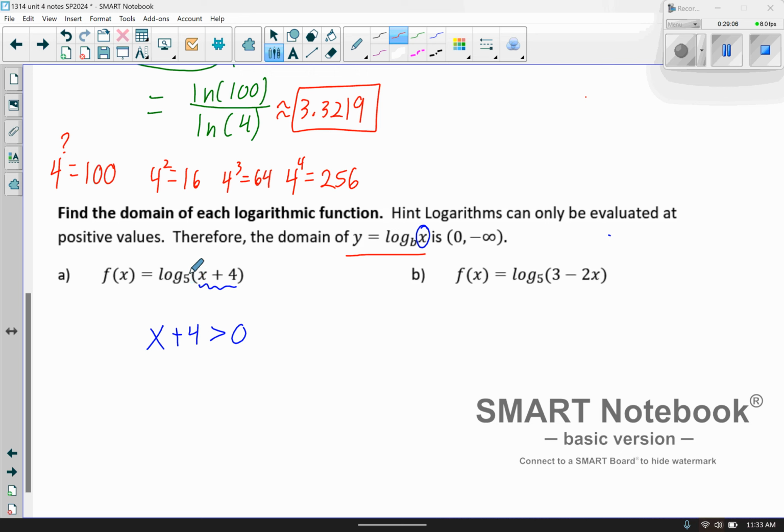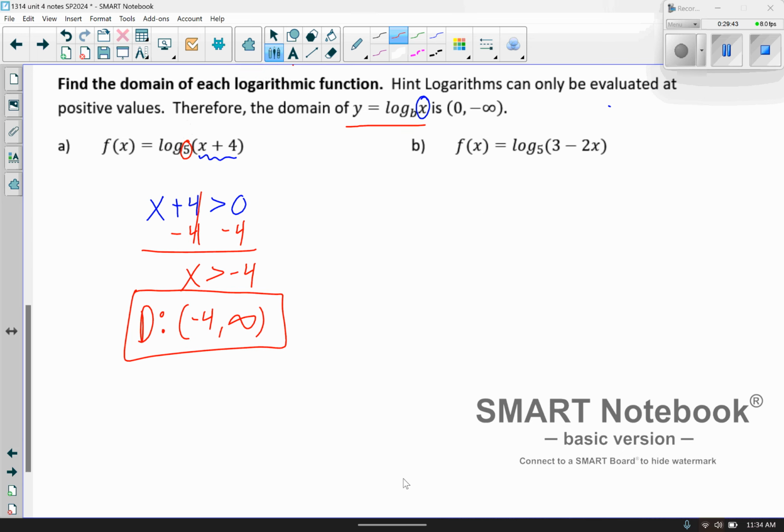We're not really so concerned about the base right here. The base has its own rules also, but we're not going to worry about that right now. We're just worried about this part inside the parentheses. Whatever is being evaluated has to be greater than 0. So then you just solve this, and that will be the domain for this first one, example A. So all my values that I plug in for x have to be greater than negative 4. So my domain would be from negative 4 to infinity. Just like that.